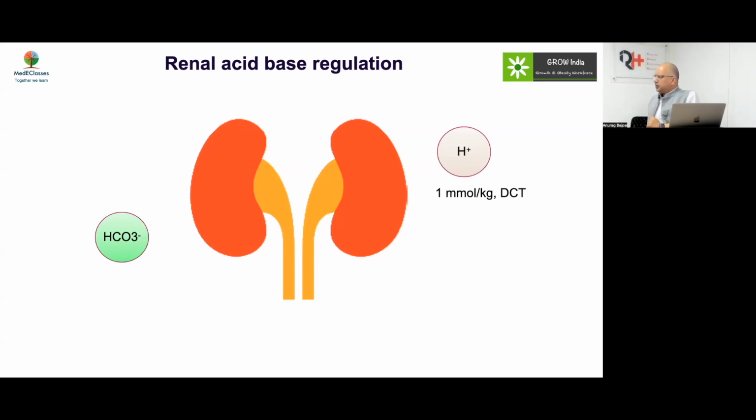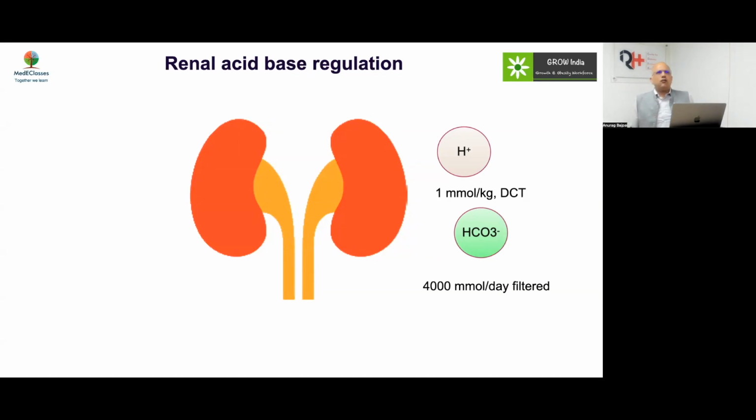Now the second agent is bicarbonate, which is much easier to filter. So essentially a lot of bicarbonate is filtered every day. For an adult, we are talking about 4,000 millimoles per day, approximately 70 millimoles per kg per day. So it's a huge amount of bicarbonate which is filtered, but most of it is reabsorbed. So only 1% will be excreted.